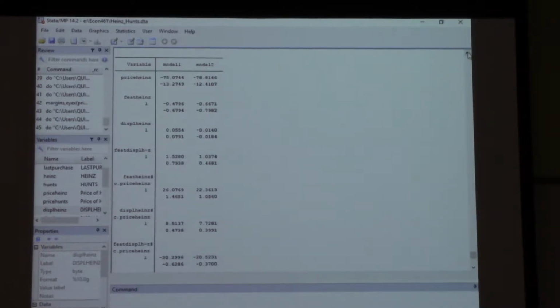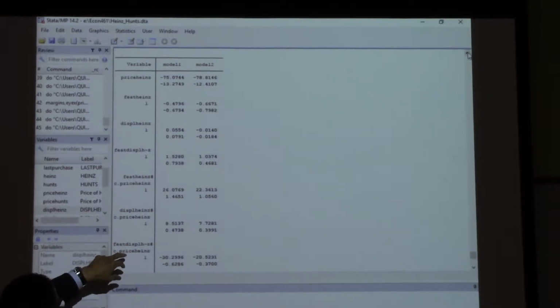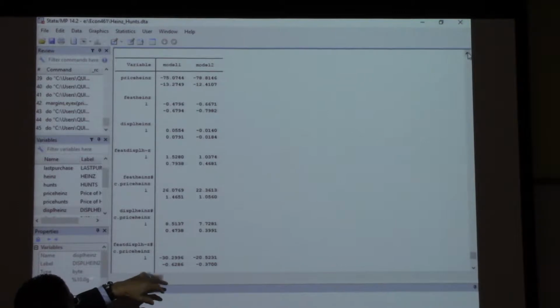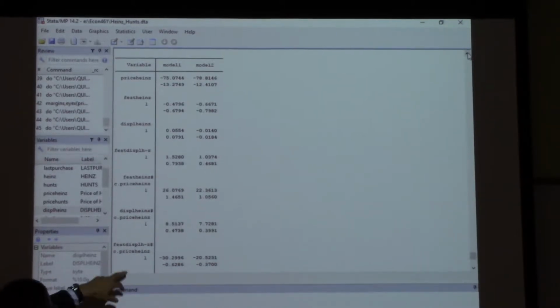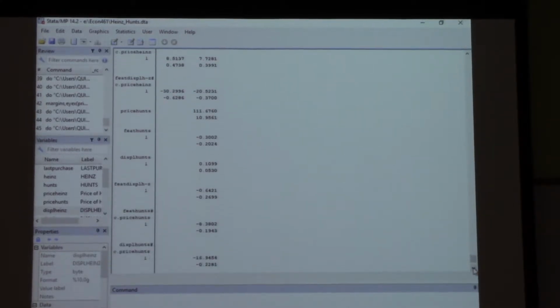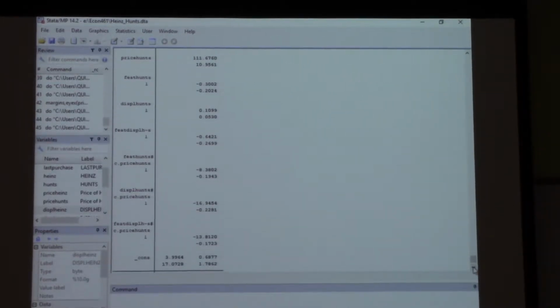And then we got the, yeah, these are still Heinz interactions. 26 versus 22, 8 versus 7, those didn't change much. Feature and display, 30 minus negative 30, negative 20, those are all slopes. And let's look at the Hunt's effects. So, first one is the price, the effect of the price of Hunt's on the probability of purchasing Heinz.